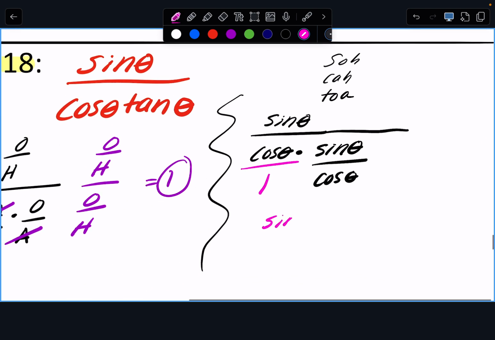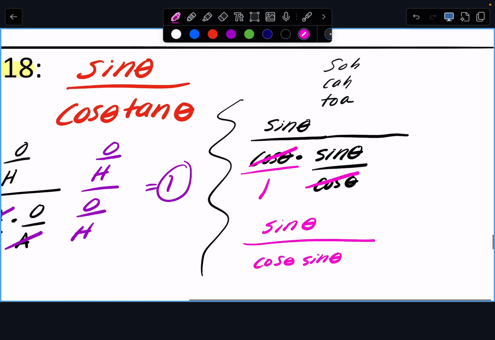So then we have sine of theta divided by cosine theta, times sine theta. Oh wait, the cosines divide out, don't they? So we just have sine divided by sine, which is 1.